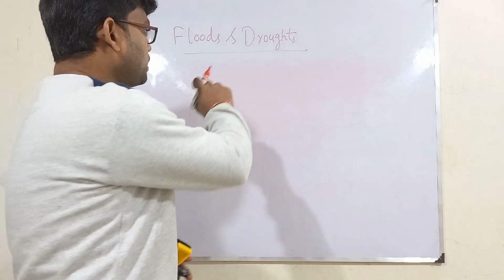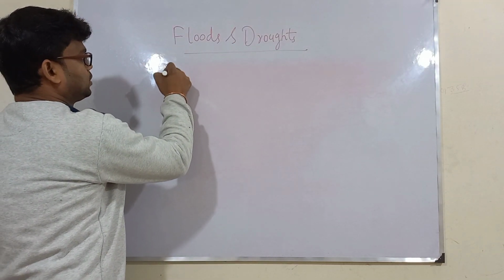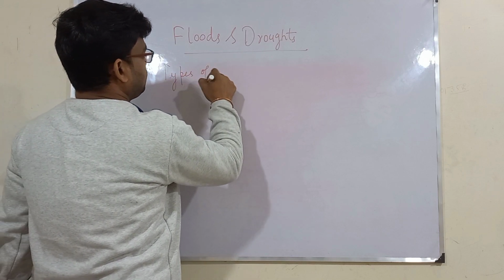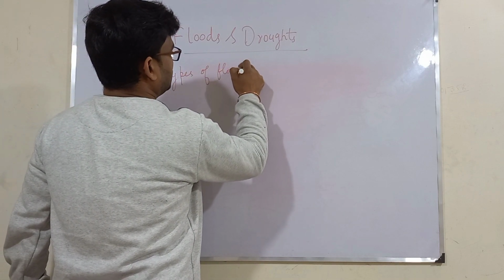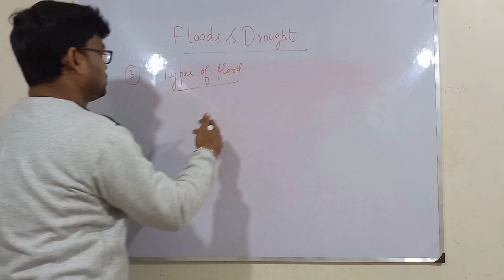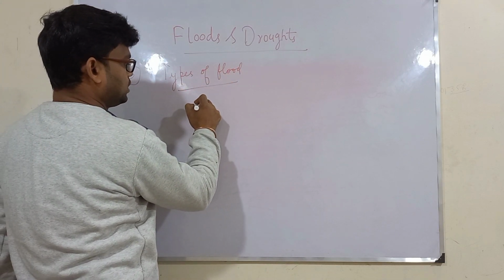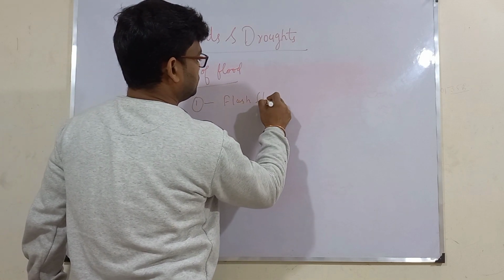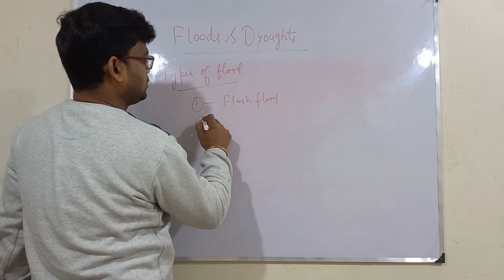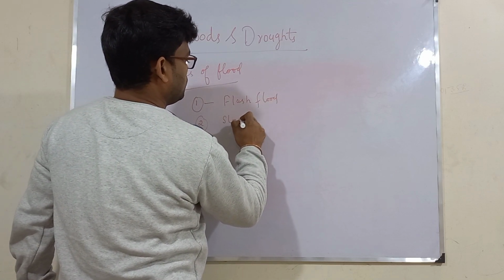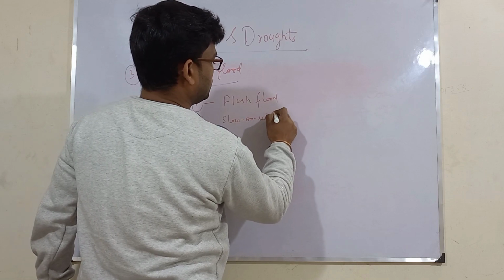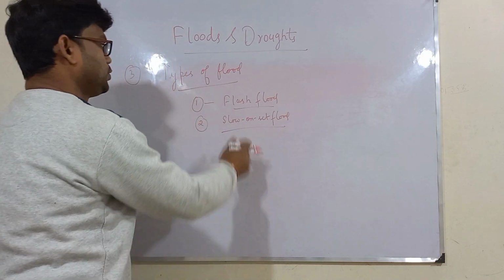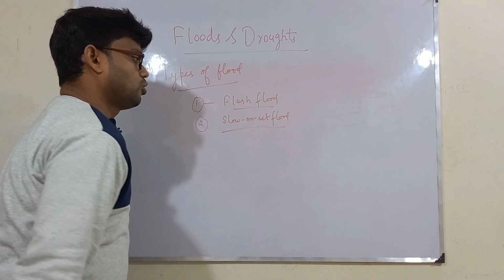So our next topic is this. Third one is types of flood. Now there are mainly two types of floods. First one is flash flood, and second one is slow onset flood. So note it down. There are mainly two types of floods: flash flood and slow onset flood.